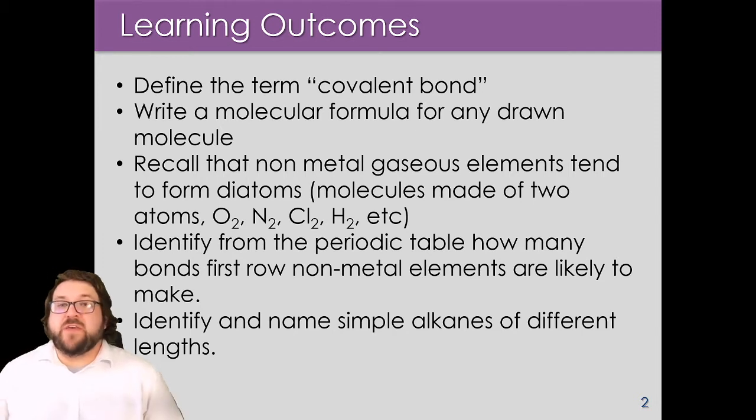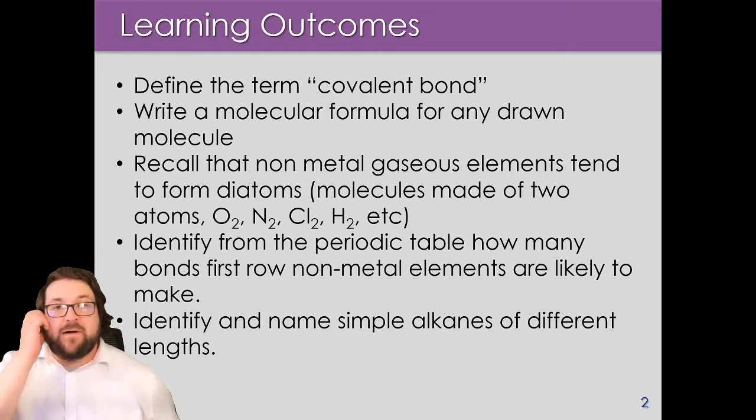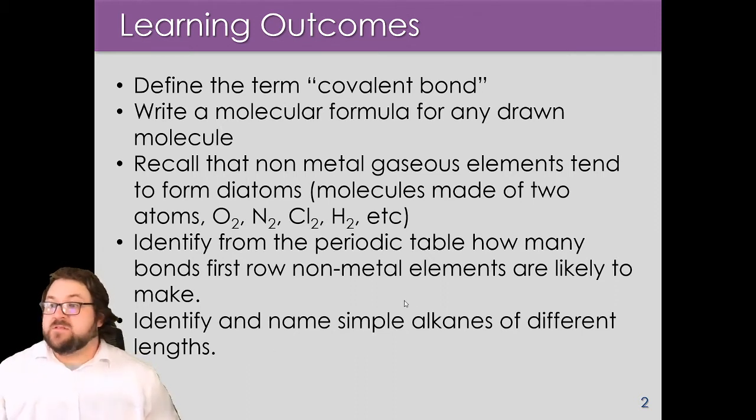We're going to recall that the non-metal elements hang out as diatoms on their own when they're in the elemental form, and identify from the periodic table how many bonds each element is likely to make. So that's something that the periodic table tells you as well. Finally, we're going to identify and name some simple alkanes, and I'll go on to talk about why it's useful to know the names of some of the compounds, and what we do with covalent compounds on the whole.